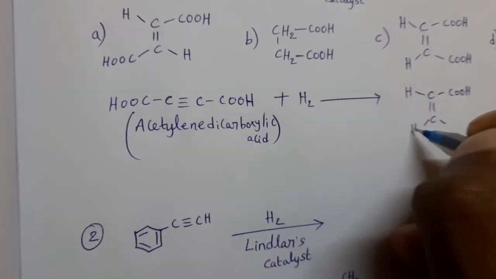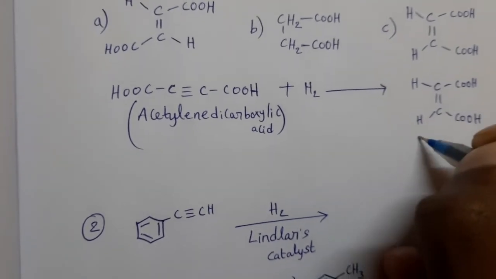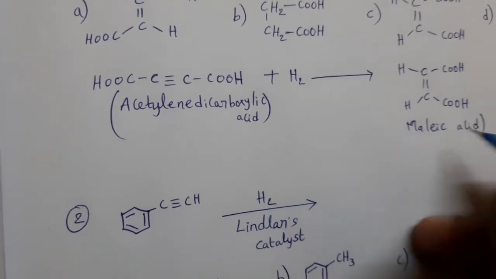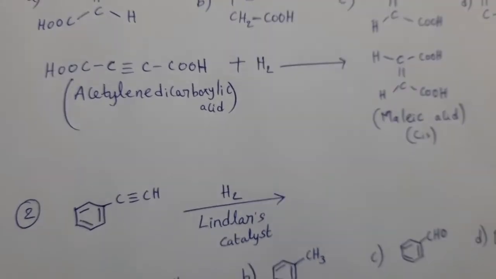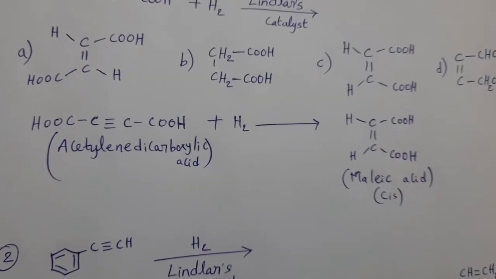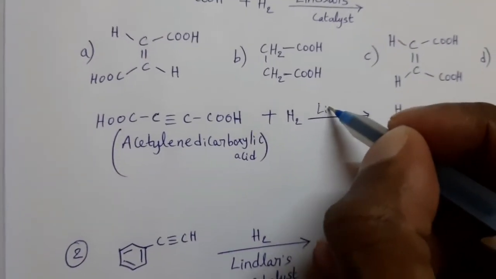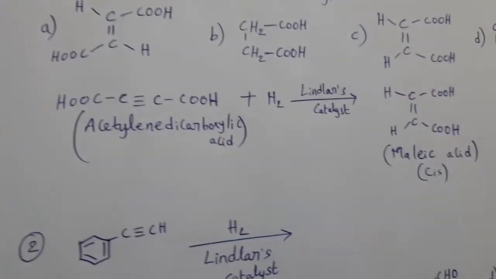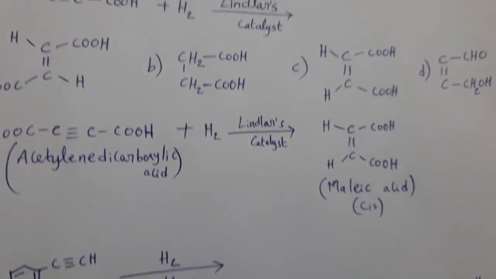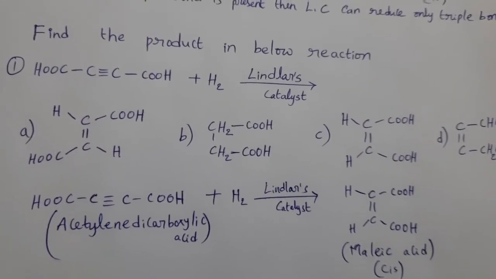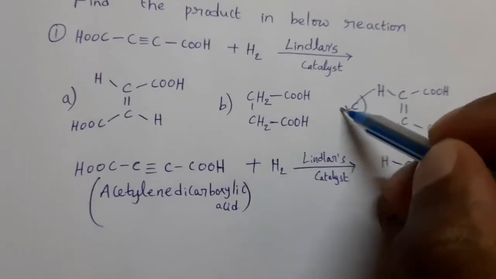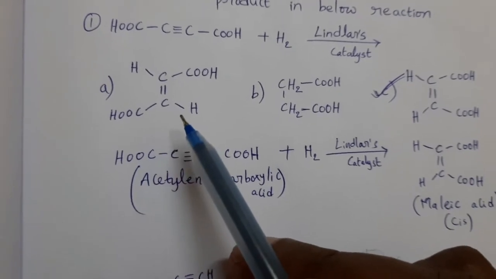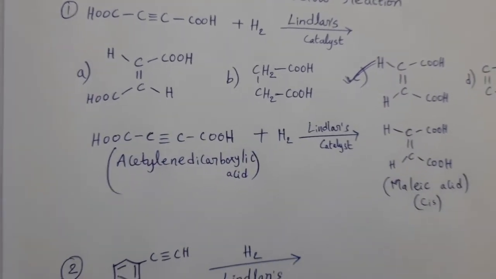Only double bond is formed. So this is malic acid. Malic acid. This is cis form. So acetylene dicarboxylic acid is treated with hydrogen in presence of Lindlar's catalyst. Then we can get cis dicarboxylic acid, that is nothing but malic acid. Then what is the answer? Option C is the answer. So option C is the answer. This is fumaric acid. This is trans form. This is cis form.